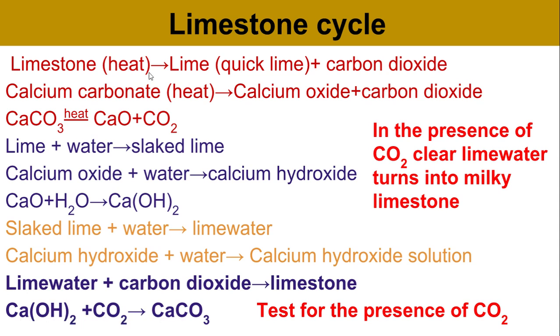Limestone heated gives lime or quicklime and carbon dioxide. And lime plus water gives slaked lime. And when we add water to slaked lime, lime water is formed, and lime water with carbon dioxide gives limestone. Now here I have the word equations and the chemical equations. I'd like you to learn this for these three reactions.